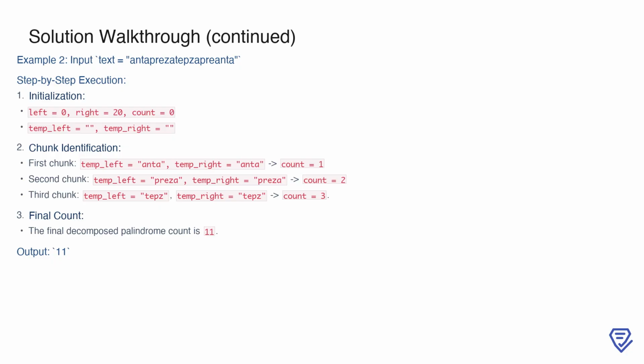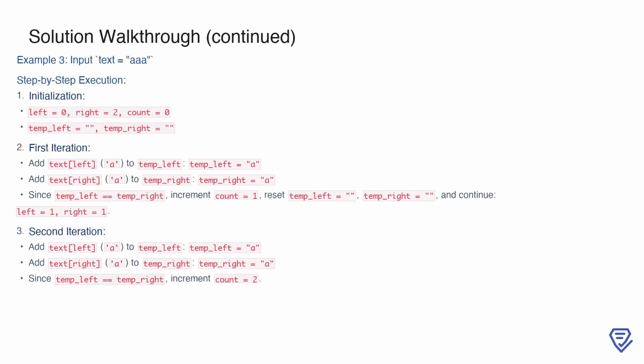Next, we identify the chunk presa from both sides, which also match, so count is incremented to 2. Finally, we find teps in the middle, which again matches on both ends. By repeating this process through the entire string, we determine that the total number of palindrome chunks is 11. This is returned as the result.